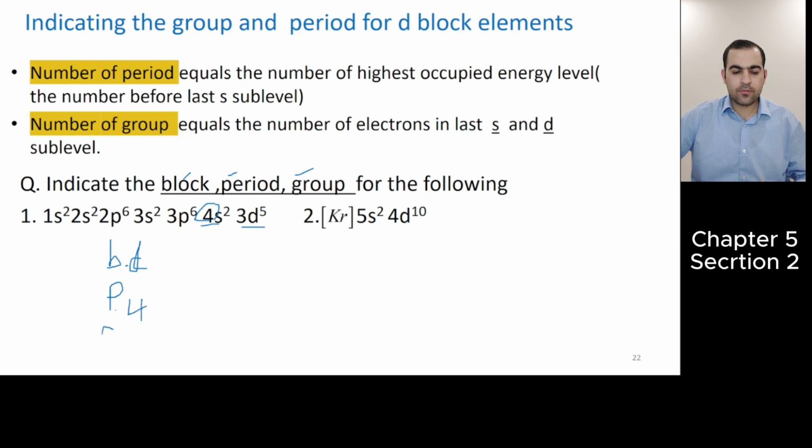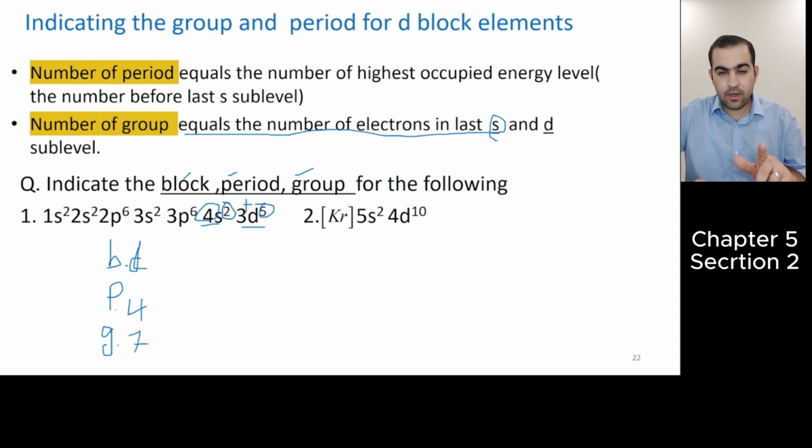What about group? For D block, group equals what? The number of electrons in the last S and last D. How many electrons are in the last S? 2. In D, 5. 2 plus 5 is 7. So just for D block, the group number equals the number of electrons in the last S and last D. 2 plus 5, 7.